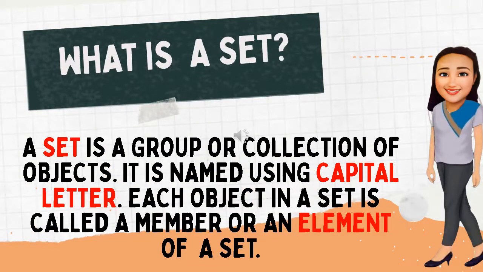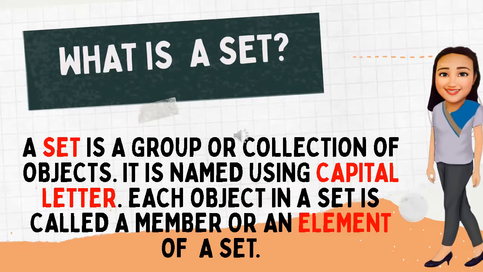Now, let's identify set. So, what is a set? A set is a group or collection of objects. It is named using a capital letter. Each object in a set is called a member or an element of a set. So, pag sinabi natin set, ito ay grupo o koleksyon ng mga bagay. Yun yung set.